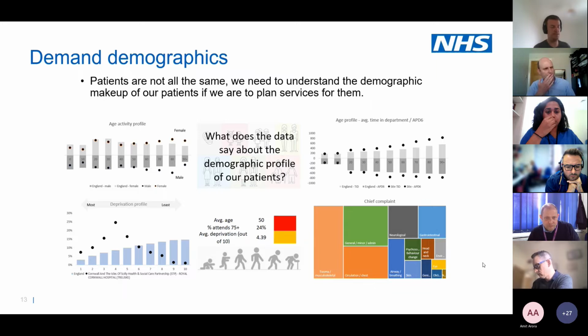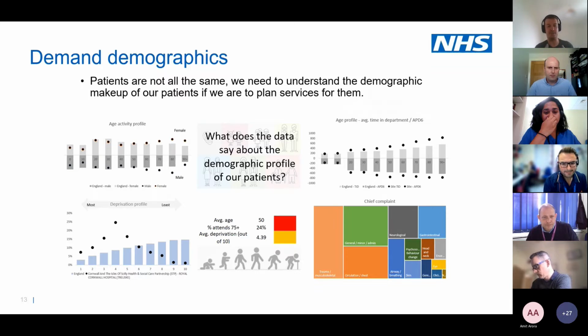And lastly, but by no means least, it's all well and good knowing we see 200 patients through our department. Okay, so what is the harm in that? It doesn't really matter, does it? But actually, understanding the demographic makeup and profiling of those patients is absolutely pivotal, so that we can try and work out the services that are being driven via our emergency department and our acute pathways overall.